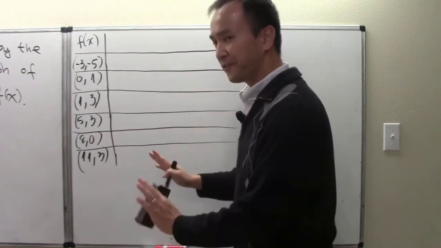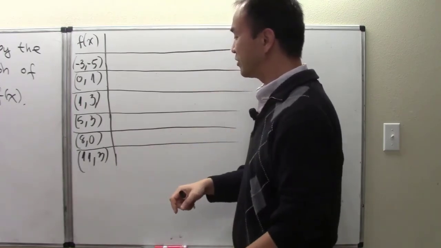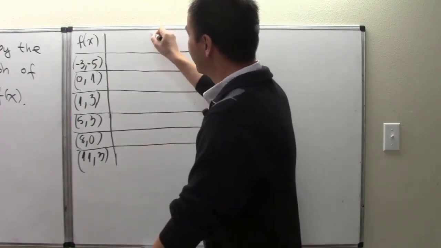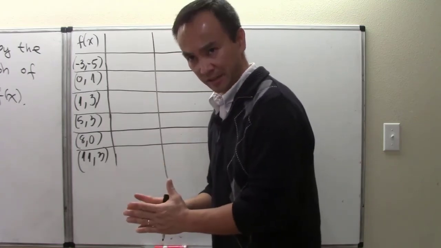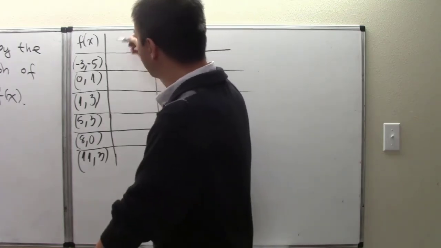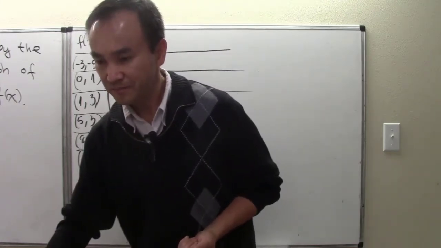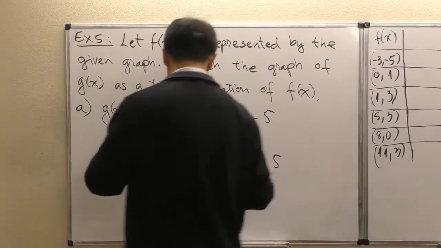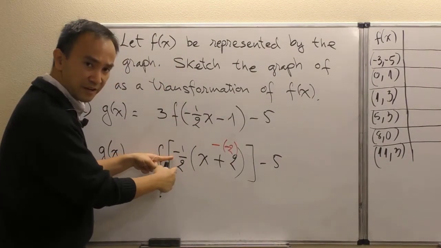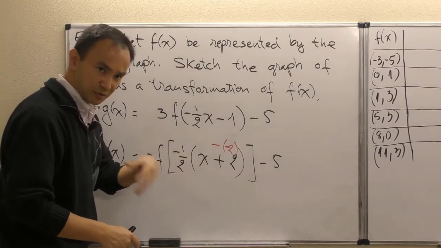And so now the first step is to apply the horizontal scaling. Okay, so step 1 right here. So that means I'm looking at, back to my function, the negative 1/2 here is responsible for the horizontal scaling.